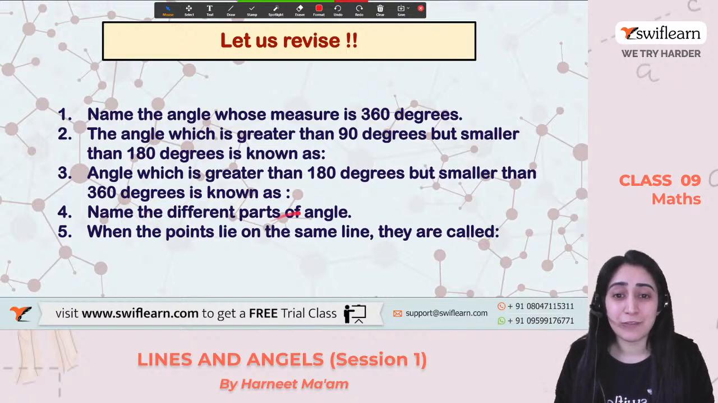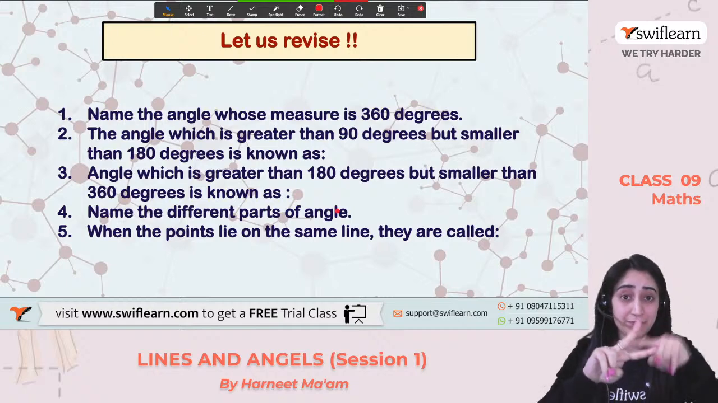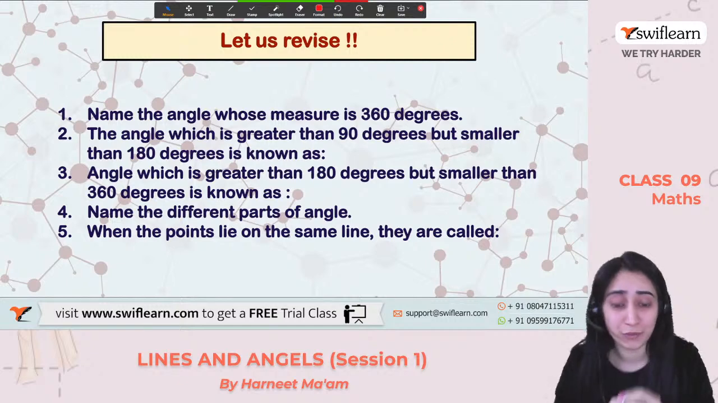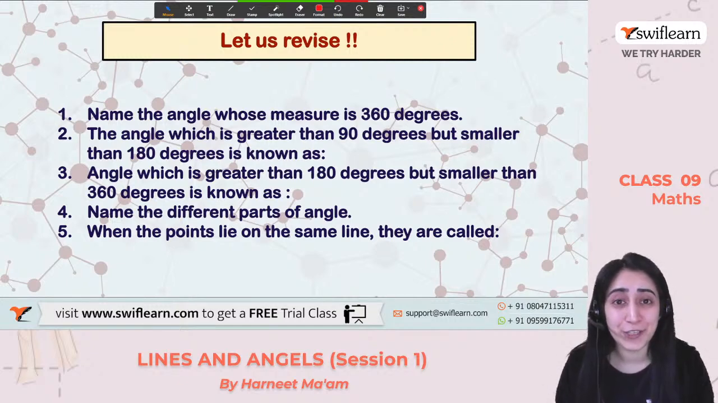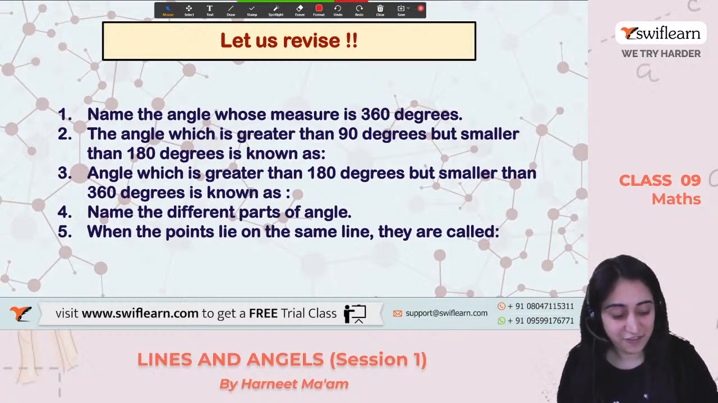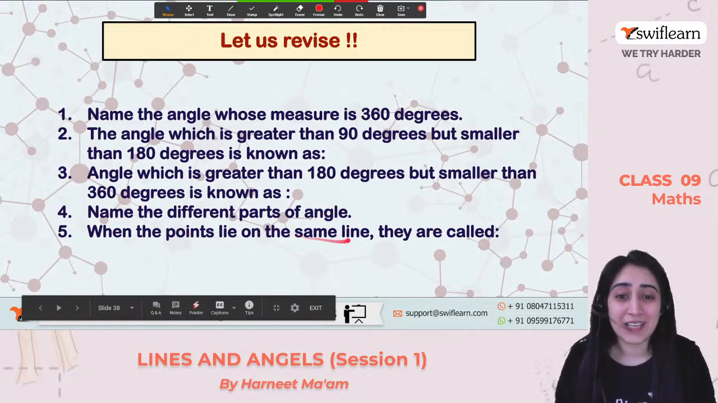Now name the different parts of an angle. So what are the different parts of an angle? They are the two arms, right? And what is a point of intersection called? What do we call a point of intersection? Vertex. Well done. Great.